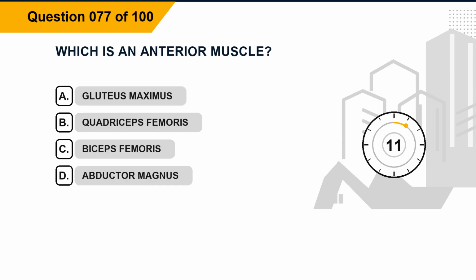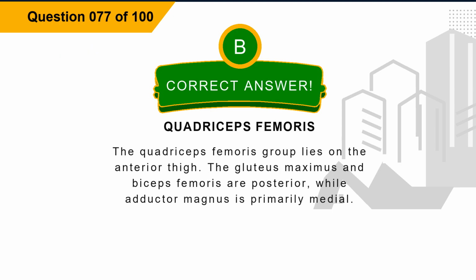Question 77. Which is an anterior muscle? Option A, gluteus maximus. Option B, quadriceps femoris. Option C, biceps femoris. Option D, abductor magnus. The correct answer is option B, quadriceps femoris. Explanation. The quadriceps femoris group lies on the anterior thigh. The gluteus maximus and biceps femoris are posterior, while abductor magnus is primarily medial.